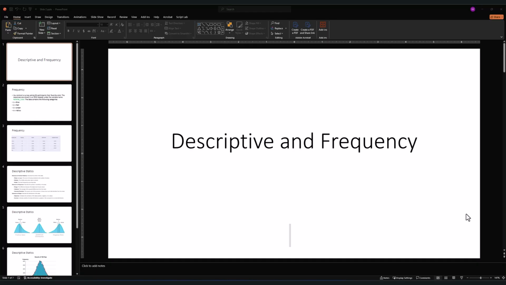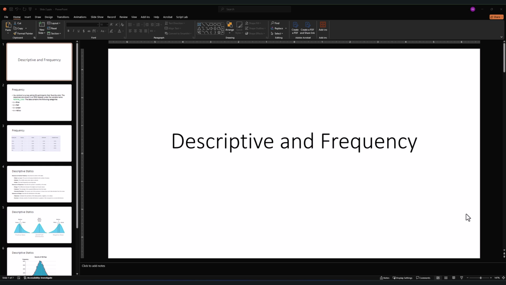This tutorial is about descriptive statistics. Descriptive statistics are a set of techniques used to summarize, organize, and present data in a meaningful way. They provide simple summaries about the sample and the measures and allow researchers to understand the key characteristics of the data without making inference or prediction.